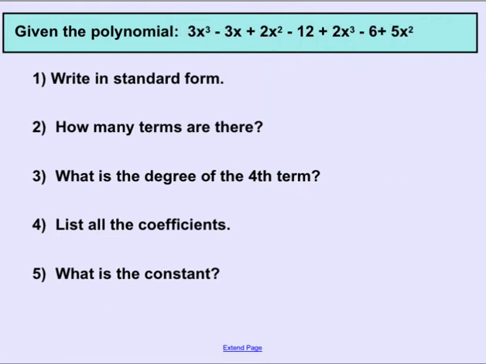So I want you guys to go ahead and try this number 2 one on your own. You're going to combine your like terms, figure out how many terms there are, figure out the degree of the 4th term, list all the coefficients, and find the constant. Okay? All right, let's take a look now at number 3.